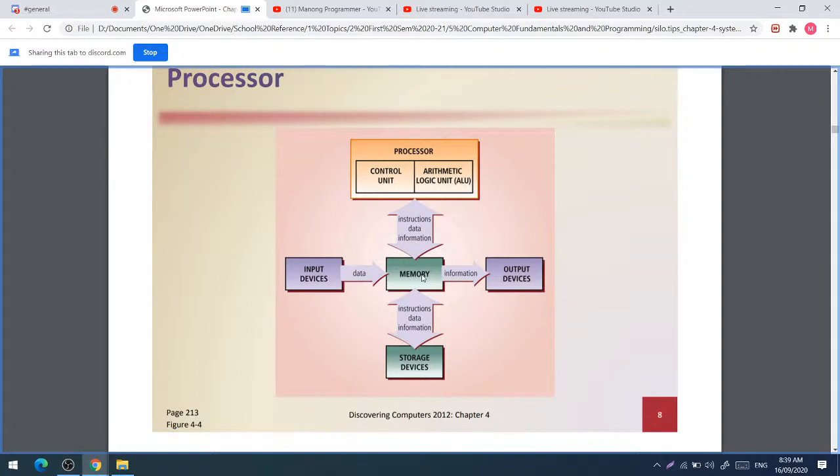So, input devices are used to input data. And those data are being processed by the processor and it will create information. Those information will be displayed in output devices. If you need to store information, then we need to store it in storage device.